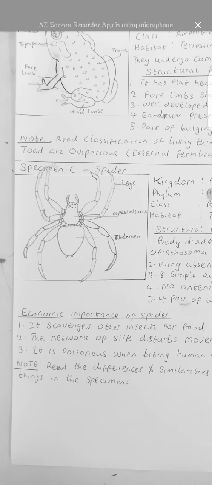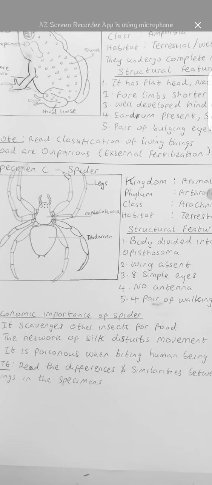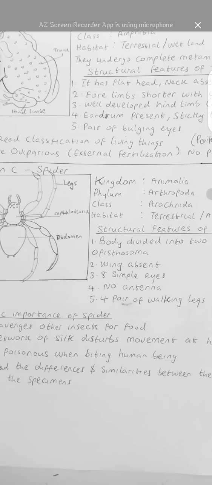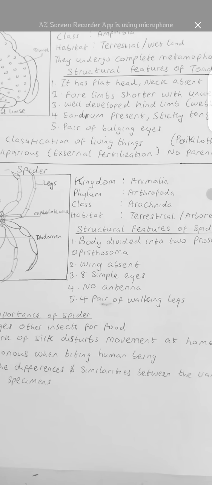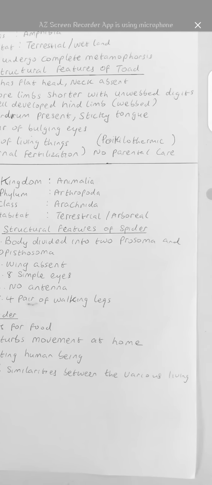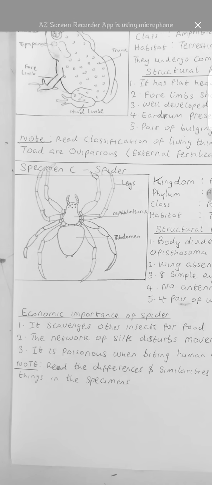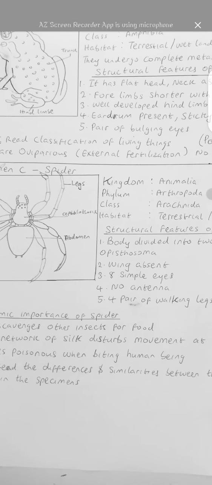Okay. I also put a note here. You should read the differences and similarities between the various living things in the specimen. Like I said, once you know their structural features, once you know where they belong, it's very easy to differentiate them. It's not actually hard at all. Okay.